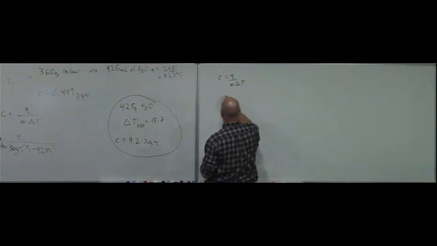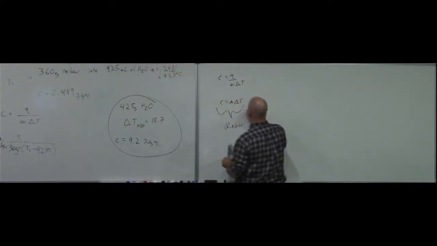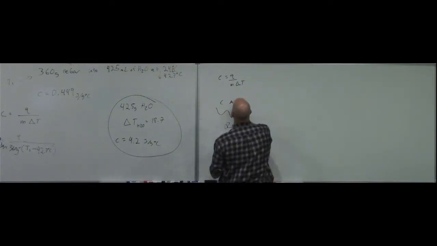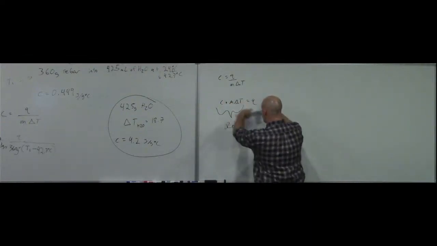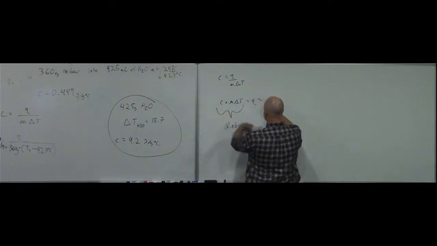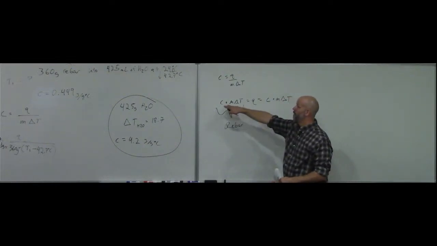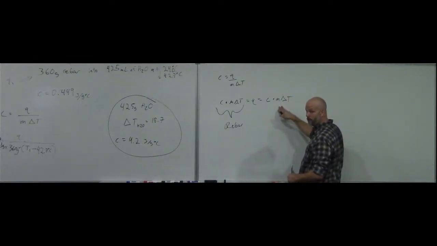If I solve this for Q, then I get Q equals C M delta T. Of course, this is for my rebar. Sorry, I did that wrong. C times M delta T equals Q, right? Which also equals C times M delta T. So this for my rebar equals this for my water.